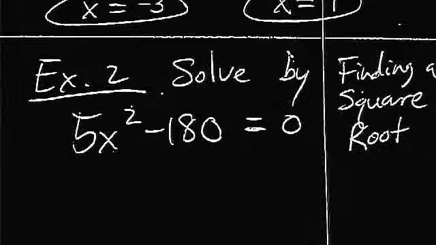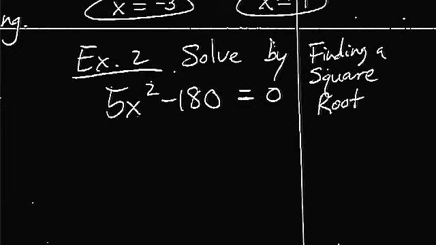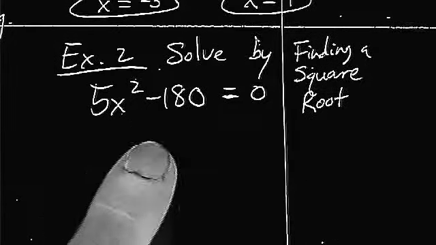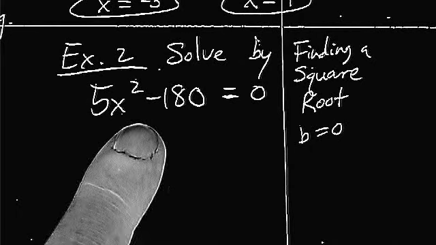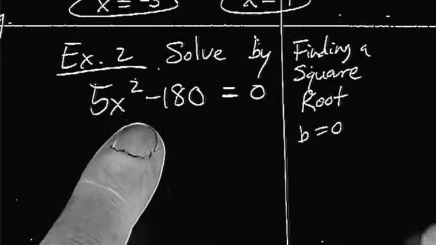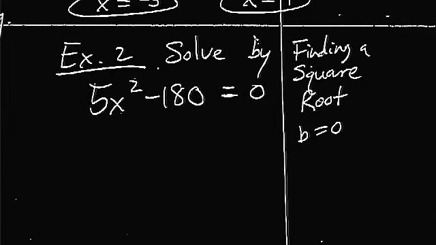Okay? Next example I have for you. Okay, solve by finding square roots. You don't need to factor this one. Now, the reason I don't need to factor is that the b value equals 0. Now, can we factor this? Yes, we can factor it. I see a GCF of 5. So I guess there's two ways to handle this.